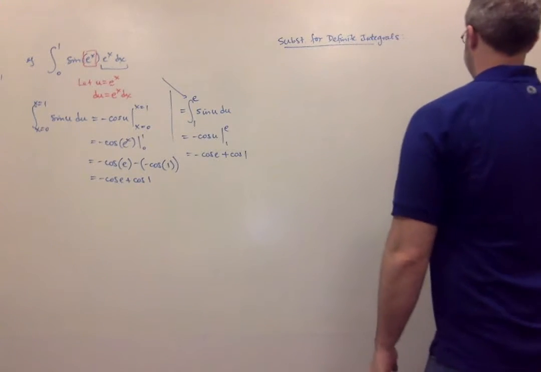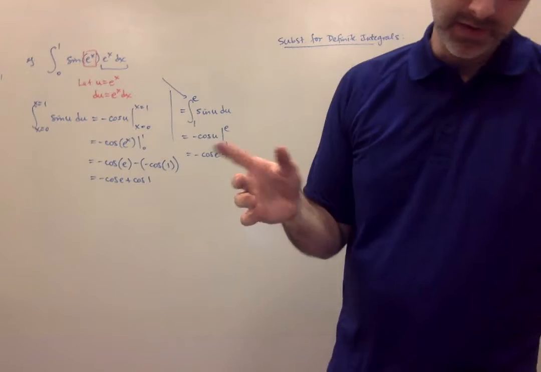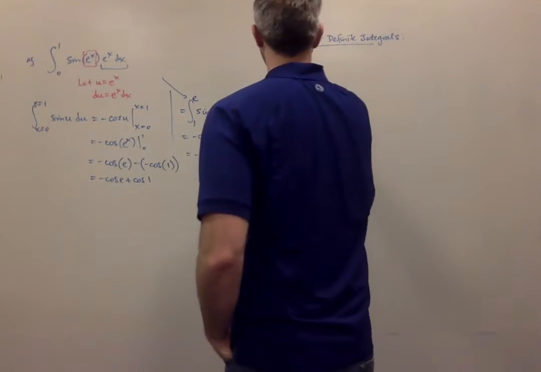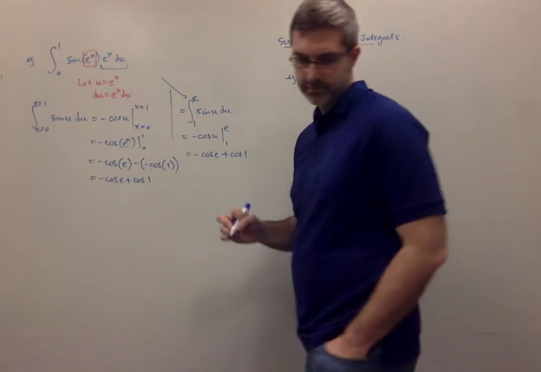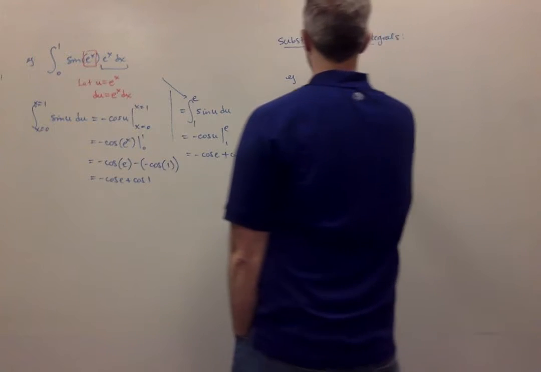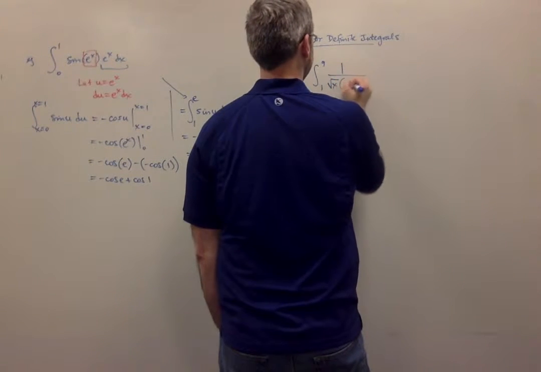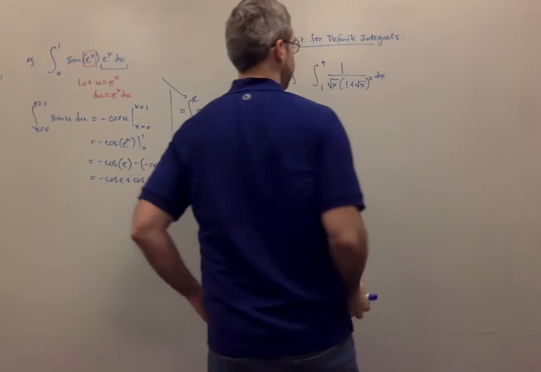I think this time I'm just going to do the total substitution method. If you want to keep it using x, you can do that. That's fine. Okay, so let's do the antiderivative from 1 to 9 of 1 over the square root of x times 1 plus the square root of x squared dx.